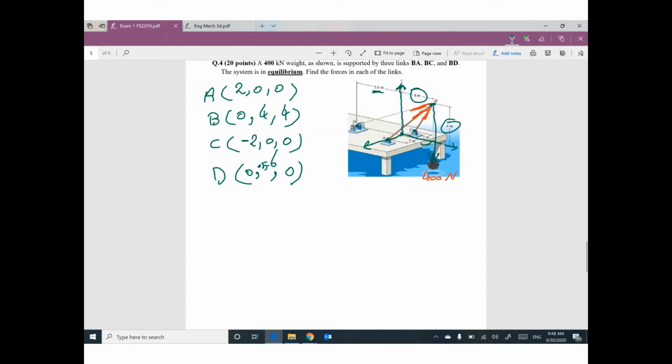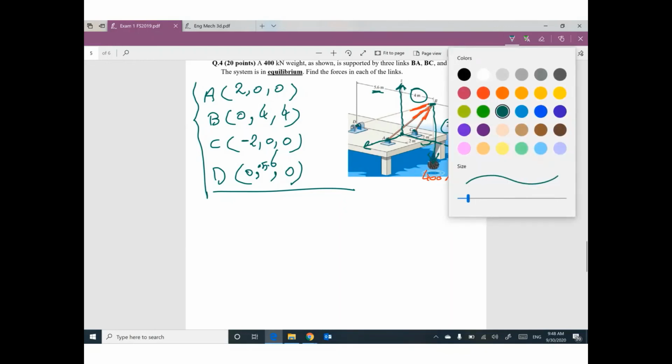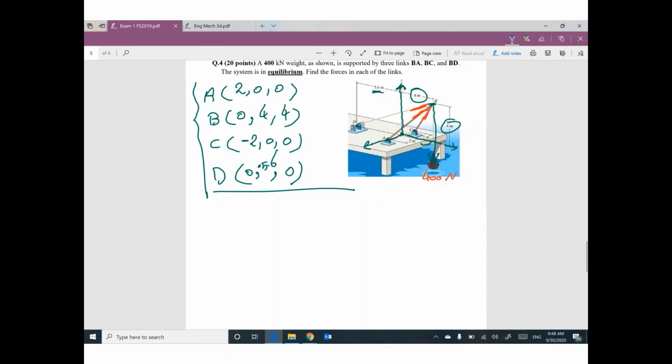So first step to solve this problem, if you go back to my notes, if you go back to my recorded videos, you will find the first step is figuring out what are the coordinates of each point in your problem. Second step, let's start. We have vertical force here, 400. So the weight as a vector will be 0x, 0y, and -400 T.